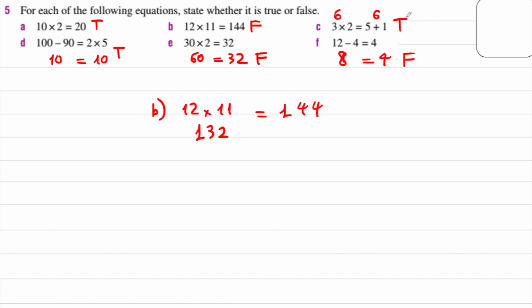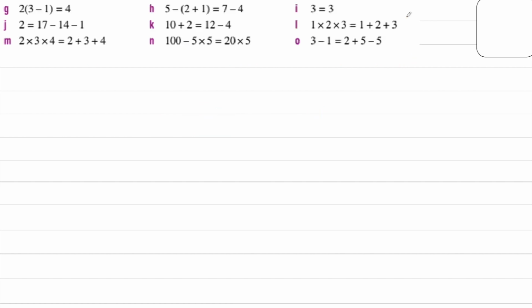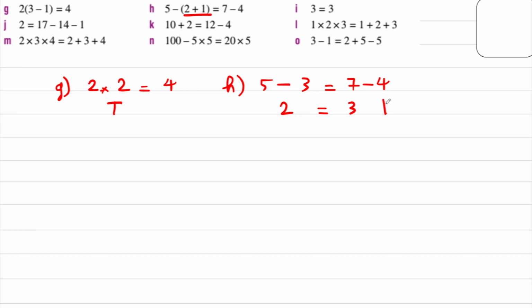Question 5, we finished. Next one, you got this question. Okay, now let's calculate about question G. You got 2 multiply with 3 minus 1, 2 times 2 equal to 4. So here is true. Question 8. You got 5 minus 3 because 2 plus 1 equal to 3. The other side is 7 minus 4. Here is 2 and this one is 3. That's why you got here false.